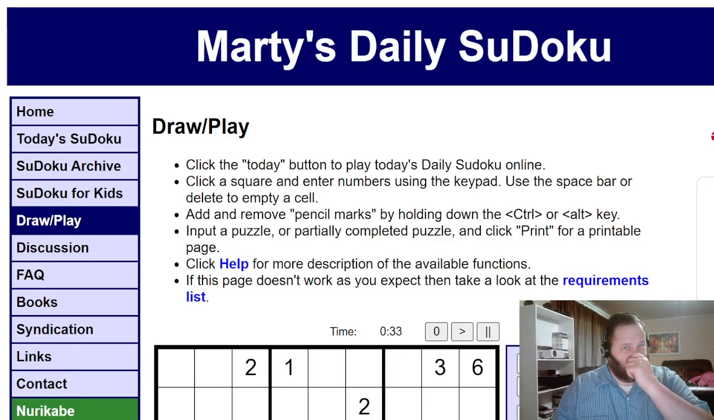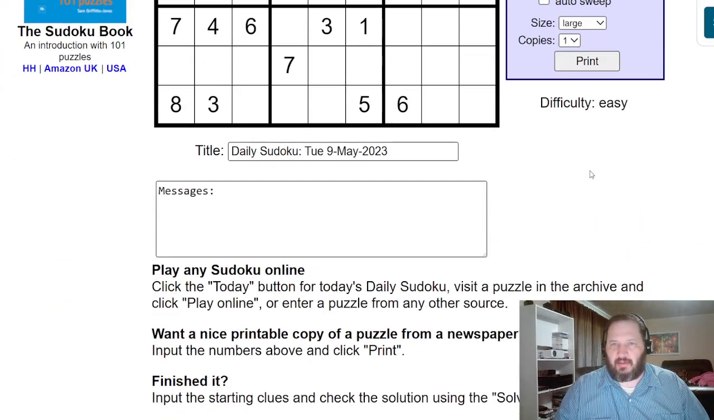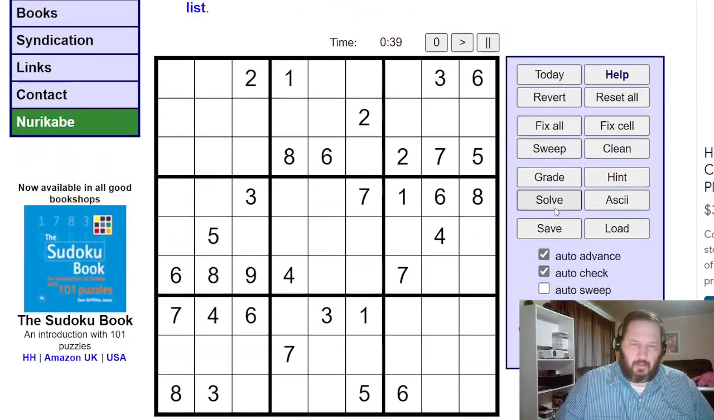Howdy folks, welcome back. We have an easy puzzle today. Let's see, I try to do a different style or a different component when I'm doing easy puzzles.